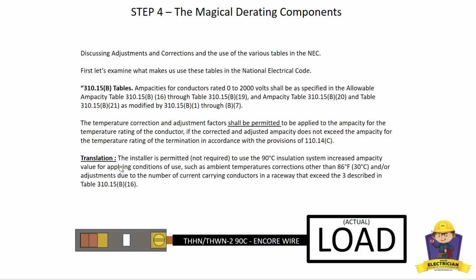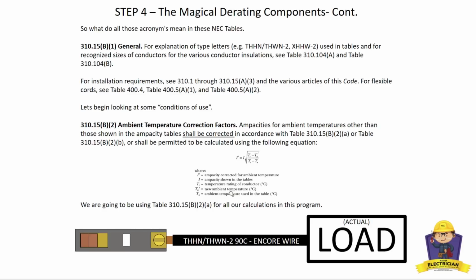Now again, the translation is the installer is permitted, not required, to use a 90 degree C installation system to apply those adjustment and corrections, such as the ambient temperature corrections other than 86 degrees Fahrenheit, 30 degrees Celsius, or when you have adjustments where there's more than 3 current carrying conductors, as the conditions of 310.15(B)(16) express. Then you know, obviously it's not a perfect world, so they're going to use these tables to be able to make an adjustment or correction, or basically apply our derating values.